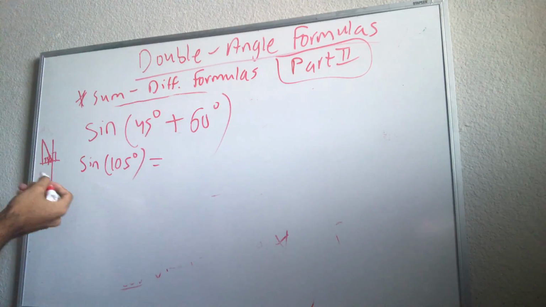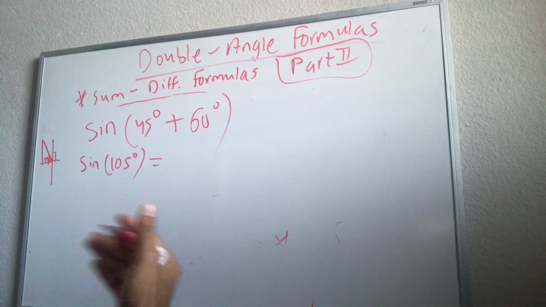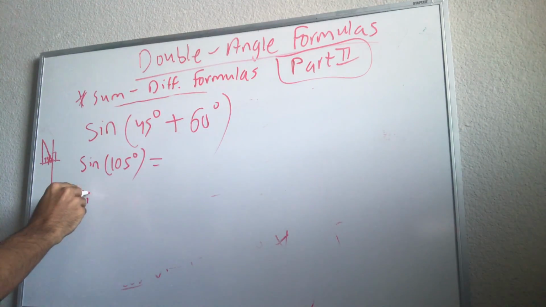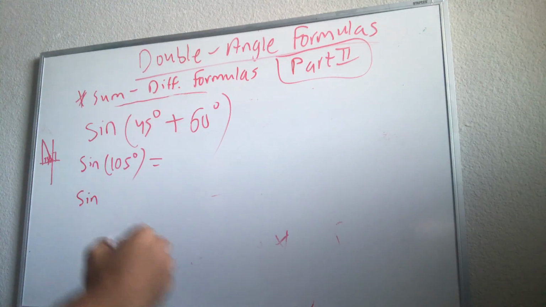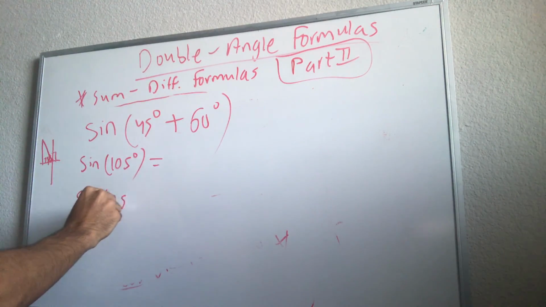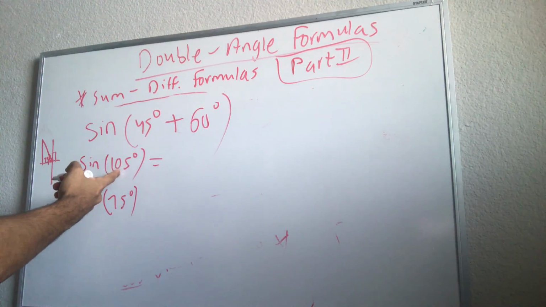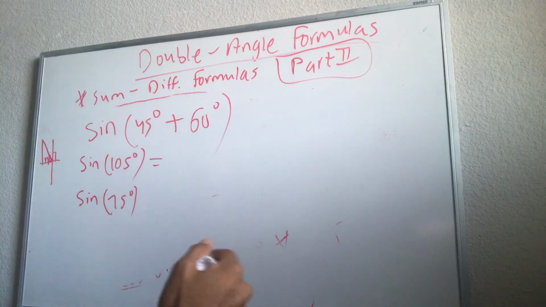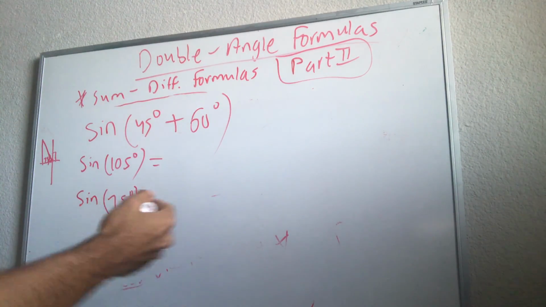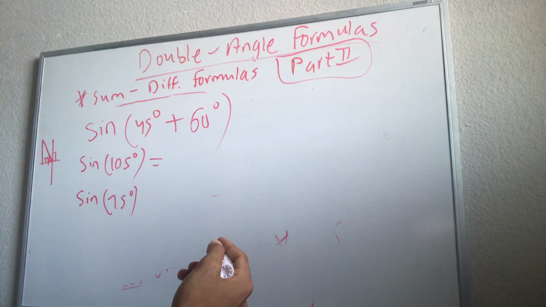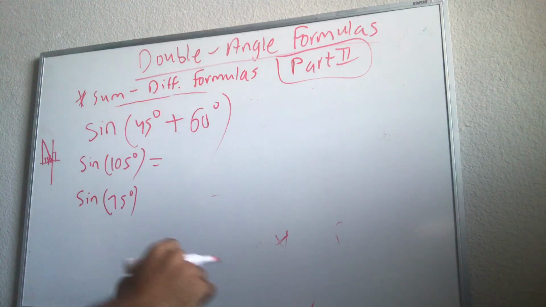Now, we know that this angle is obviously in quadrant number 2. So sine of 105 degrees is really just sine of 75 degrees. And both of them have positive values, because this is in the second quadrant, for which sine of that angle is positive, similar to sine of the reference angle, which is positive because it's in the first quadrant. So these values are equivalent.